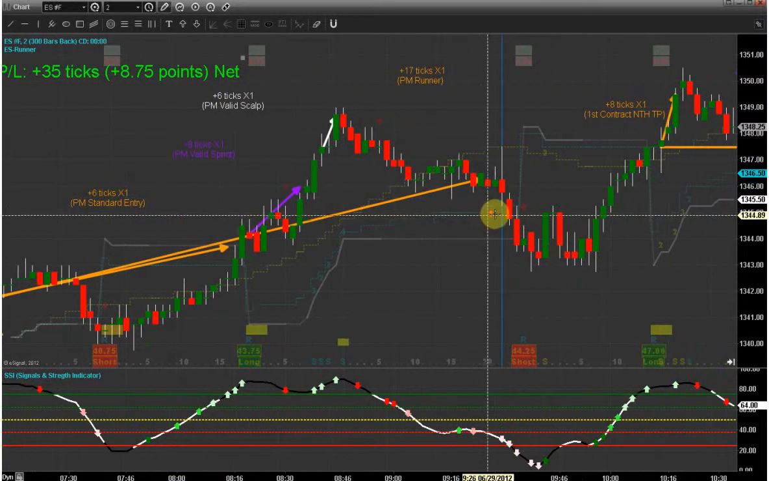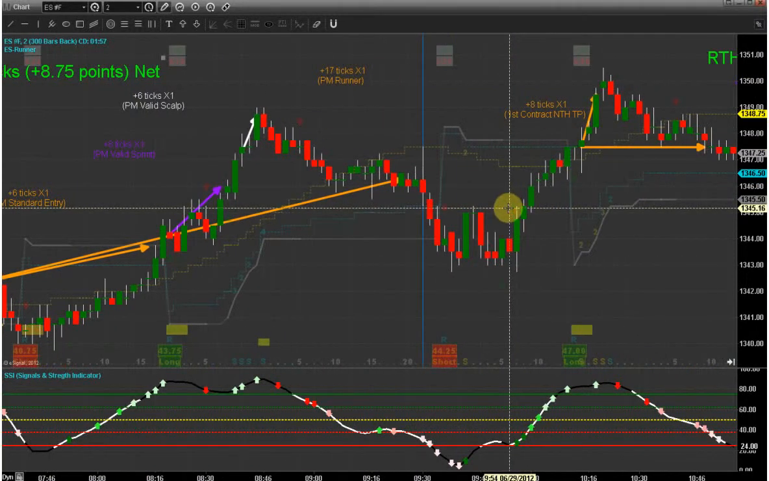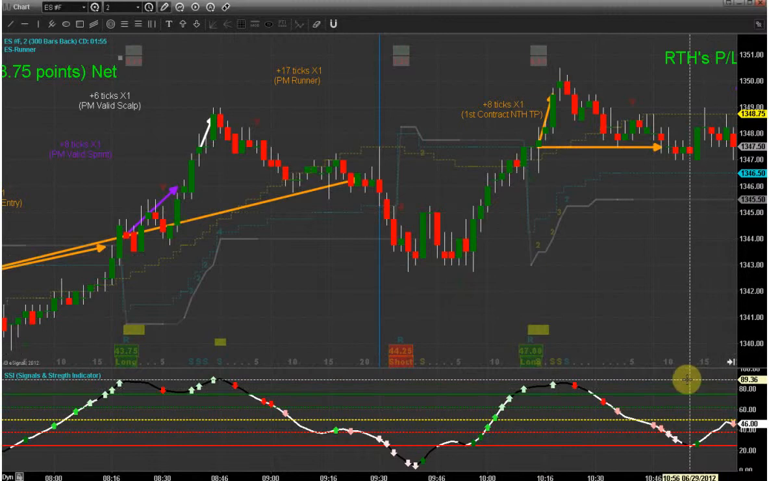That's 10.25 points. The average daily profit between both pre-market and regular trading hours for the system for the last 50 days has been approximately 9 points a day, about 3 to 4 points in pre-market, about 5 to 6 points in regular trading hours.